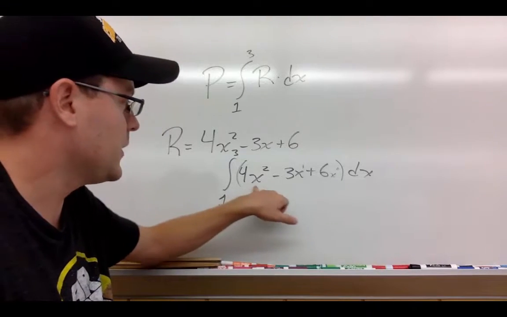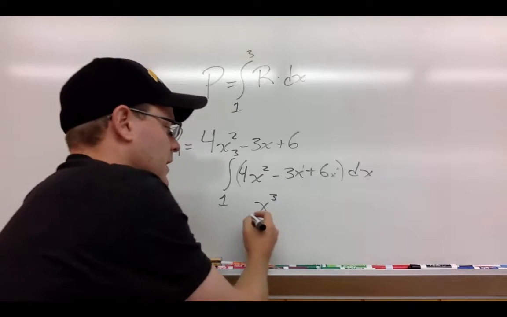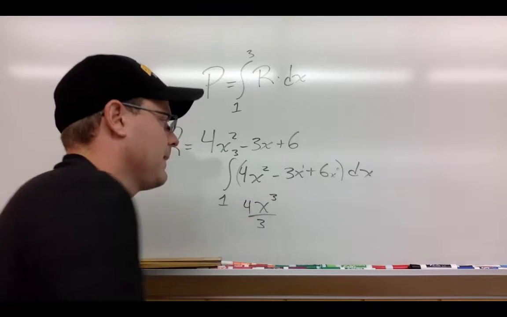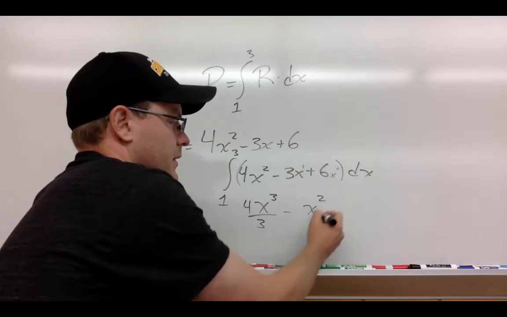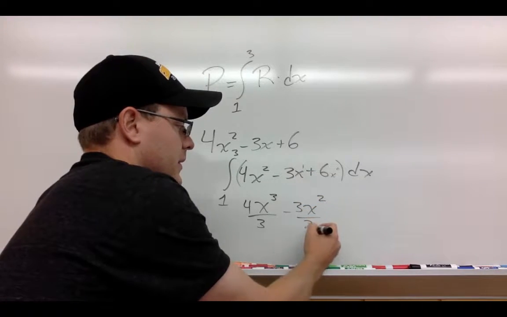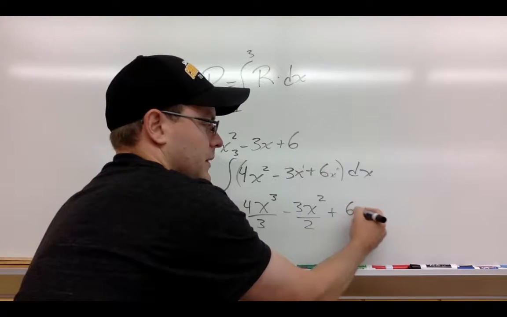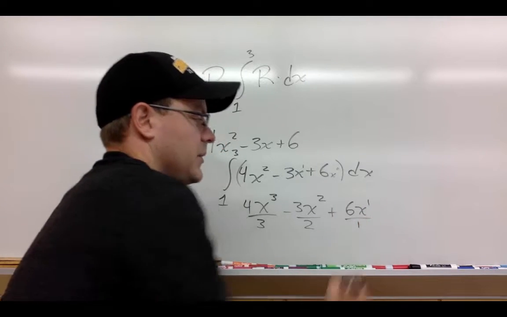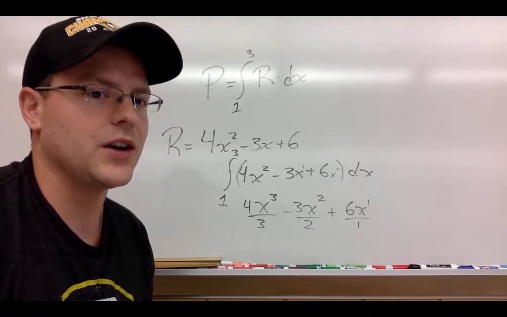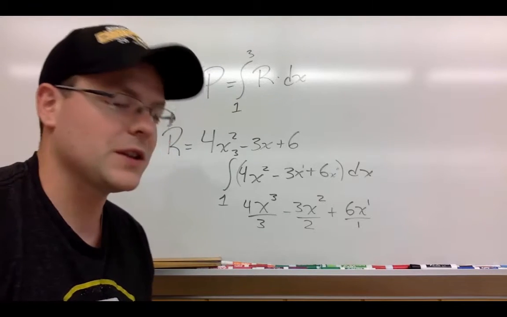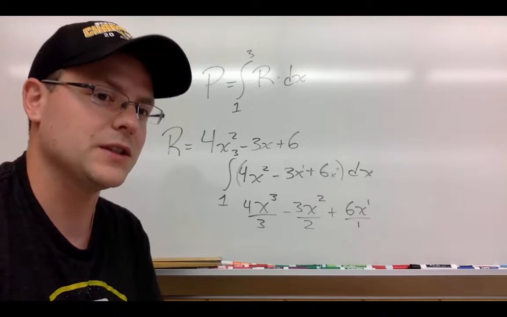So if I do this one, this will become add 1 to the power, divide by new power. Over here, add 1 to the power, divide by new power. And same thing on the last one. Add to the new power, divide by the new power. Now in every integral, you do have to add a constant of integration in. Most of the time, when we do things in physics, that constant does end up going to 0.